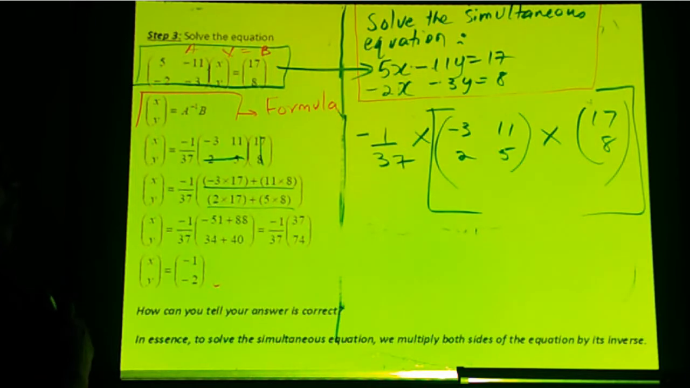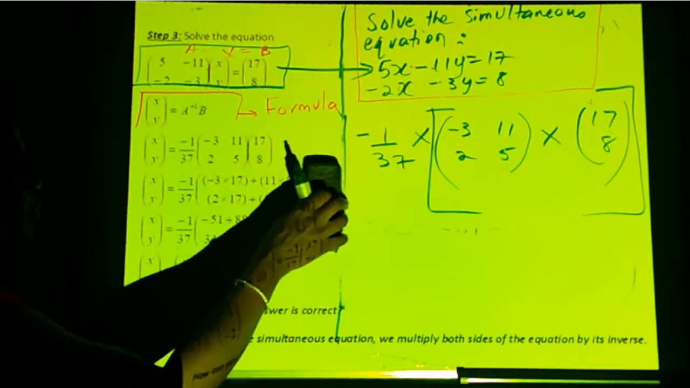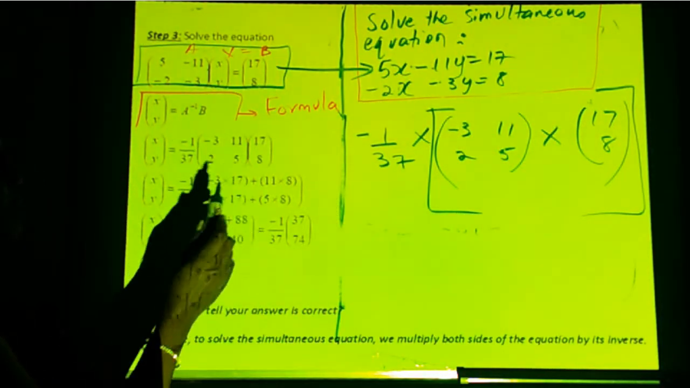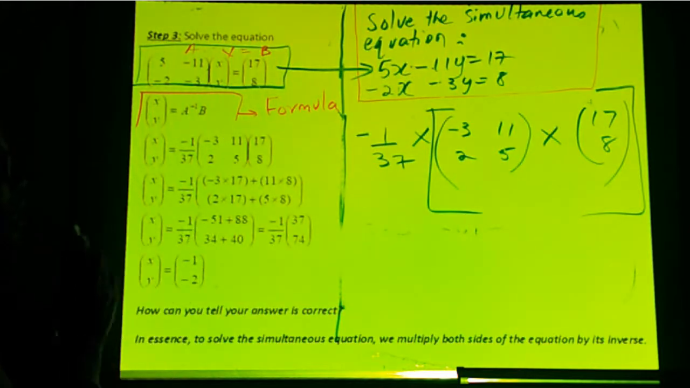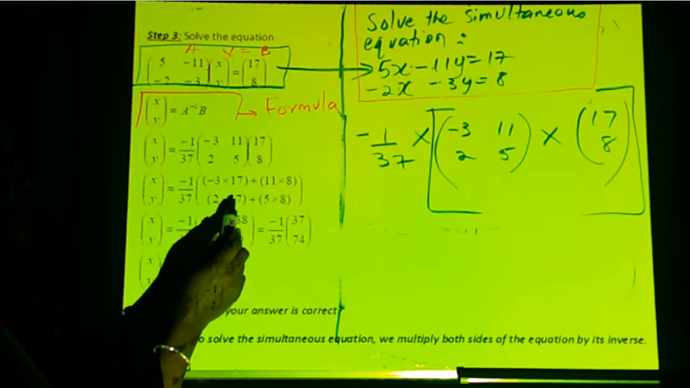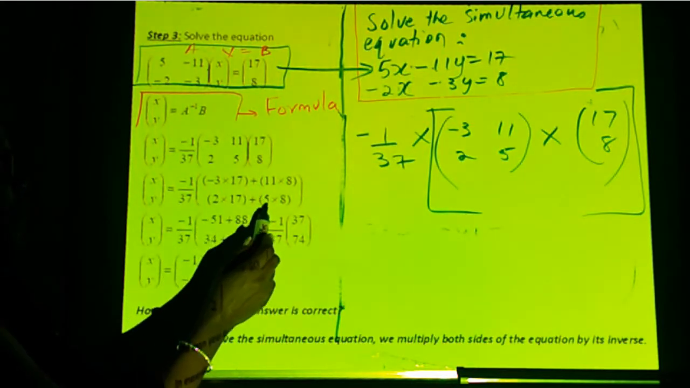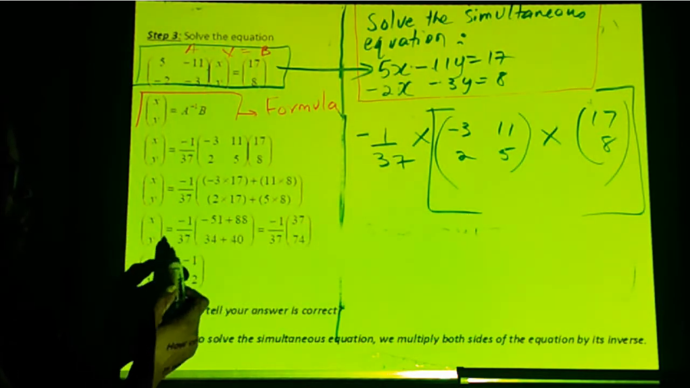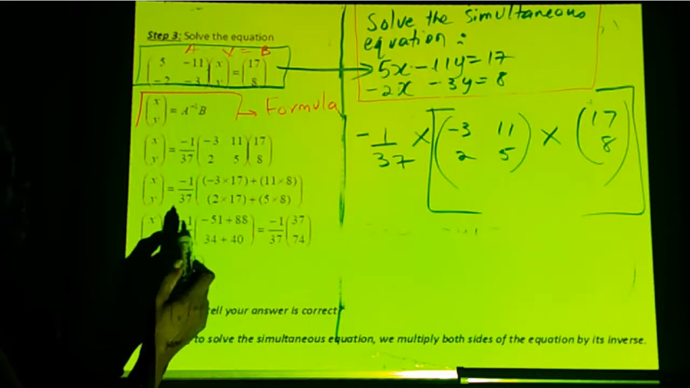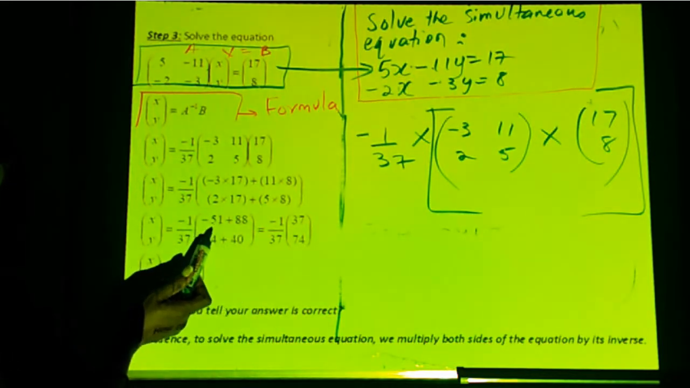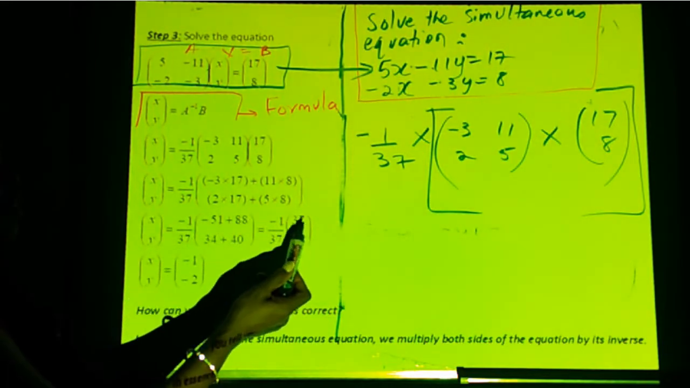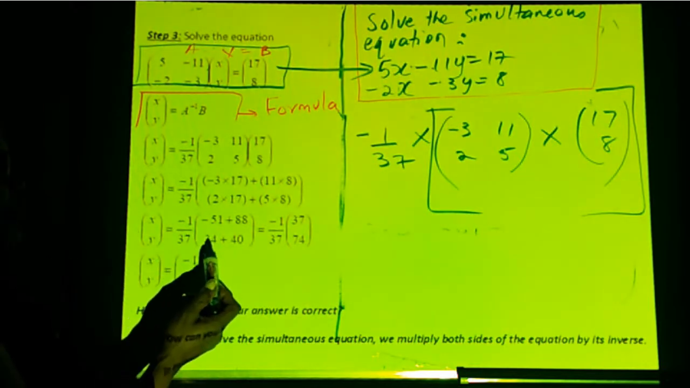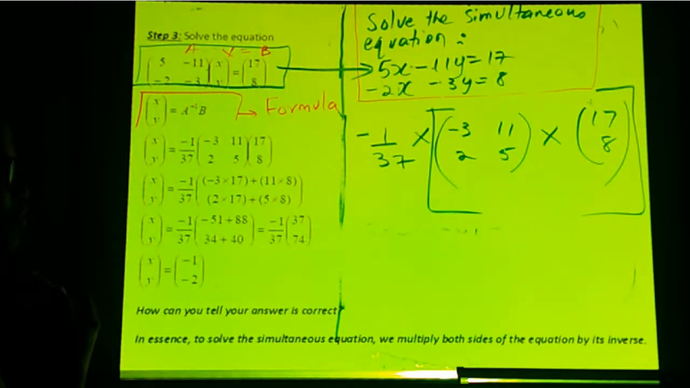Now we're going to tidy up things a bit. Negative 3 times 17 is negative 51, and 11 times 8 is 88. 2 times 17 is 34, 5 times 8 is 40. When I simplify what is in the bracket, negative 51 plus 88, you have $88, and you owe 51, you're left with 37. And 34 plus 40 is 74.